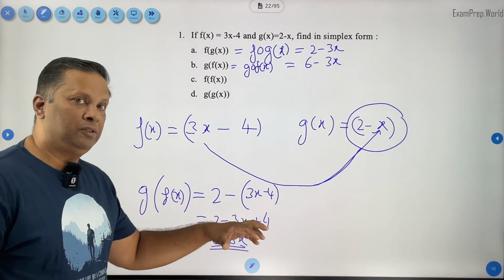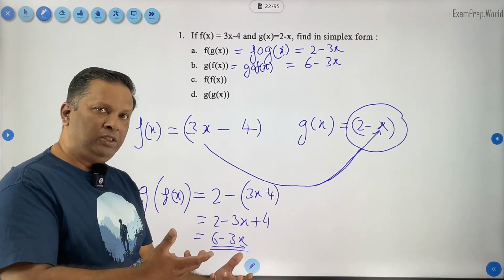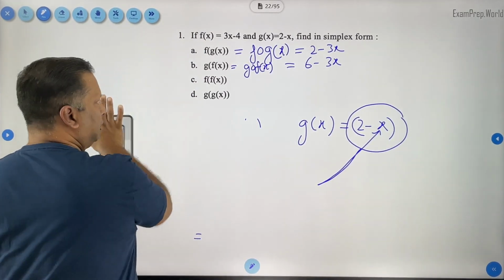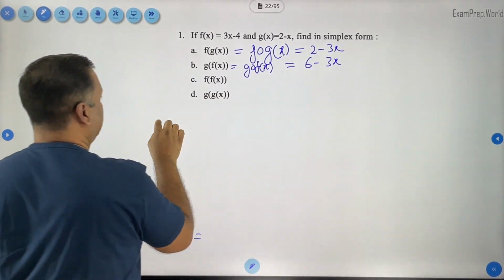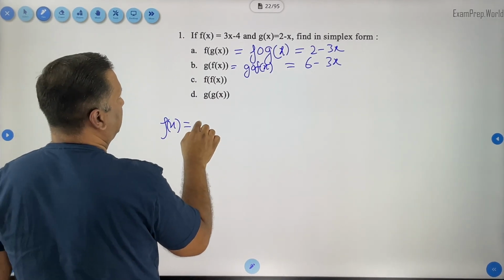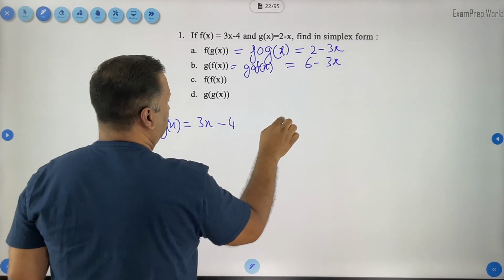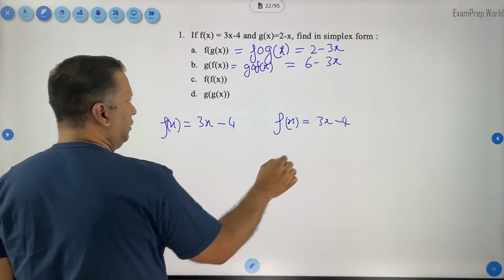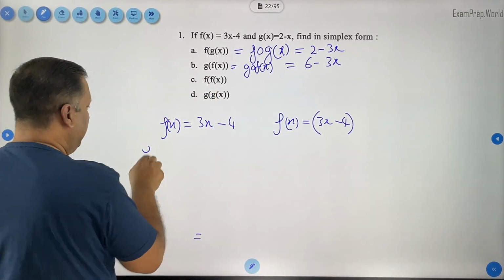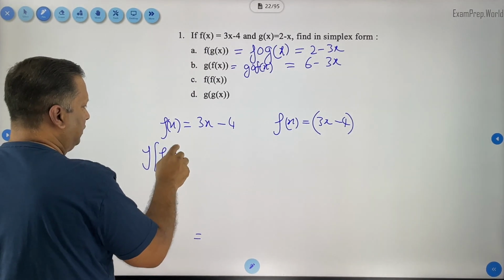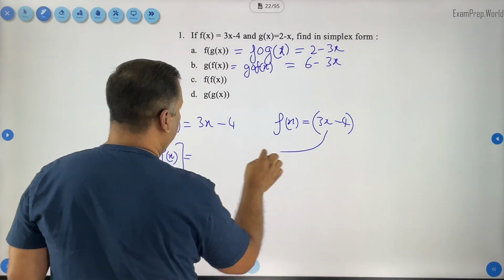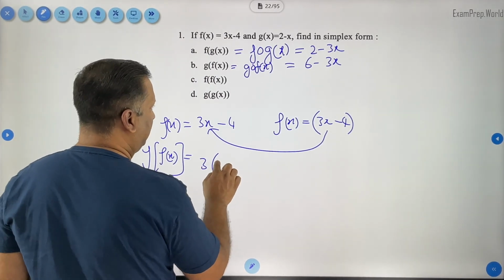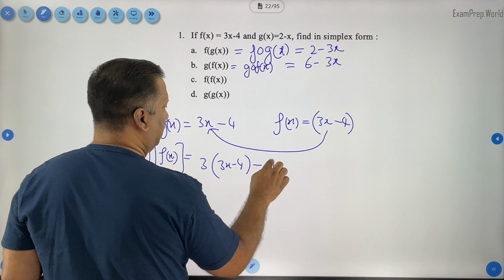Now f of f of x. Function f of x inside f of x. So here we will write f of x on both sides. f of x is 3x minus 4 and another f of x is also 3x minus 4. It's the same function. Now for f of f of x, what do we do? We bring all this function and put it inside this x. Okay. So what does it become? 3 times (3x minus 4) minus 4.